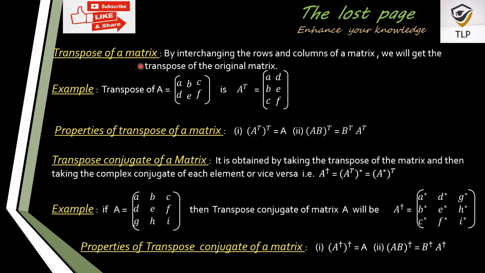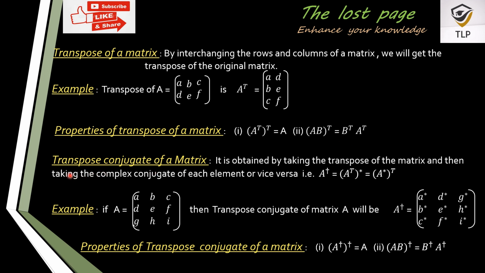Now, transpose of a matrix. By interchanging the rows and columns of a matrix, we get the transpose of the original matrix. For example, if A equal to ABC DEF, then A transpose equal to AD BE CF. Now, properties of transpose of a matrix. First property, A transpose whole transpose equal to A. Second property, AB transpose equal to B transpose A transpose.